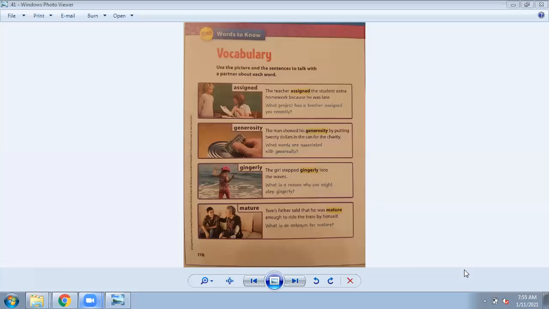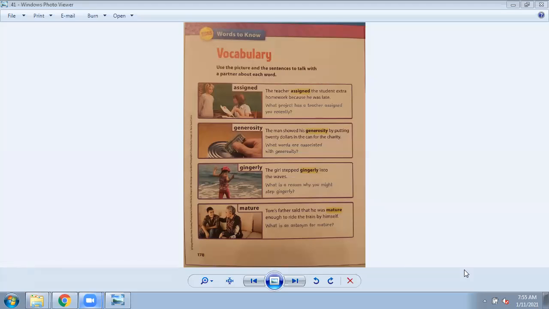Assigned. Gave out a task. All right, so assigned is to give out a task. Notice that it's past tense. Yes. Okay, past tense because you have already given the assignment. So assigned is when you give someone something to do. You assign them a task. Okay, very good, Muhammad. Thank you so much. You're welcome.